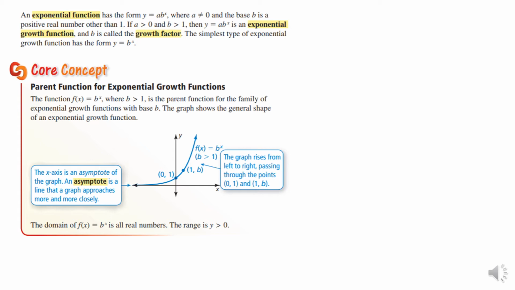Okay, an exponential function has the form a times b to the x, when a does not equal 0 and the base is a positive real number other than 1. If a is greater than 0 and b is greater than 1, then it's a growth function, and b is called the growth factor. The simplest type of exponential growth function is the one we've been looking at, y equals b to the x power. Okay, you can look at all of this in your textbook or in your journal.